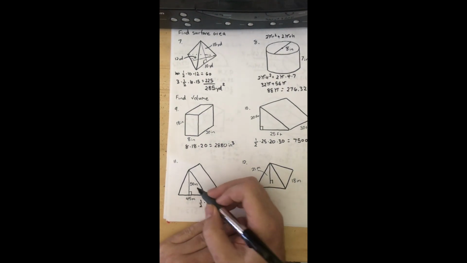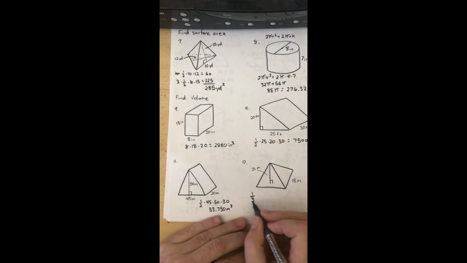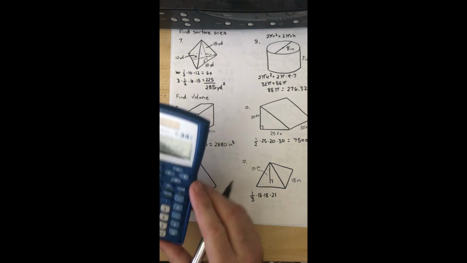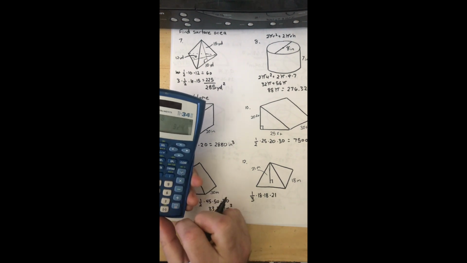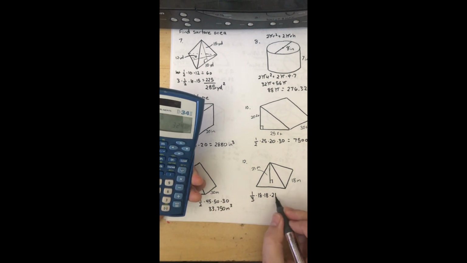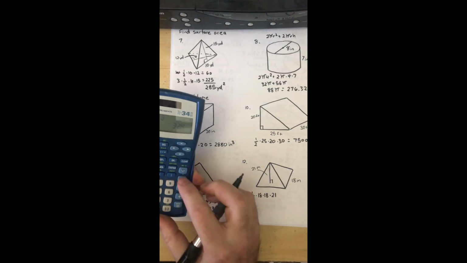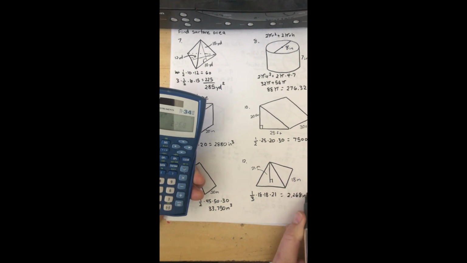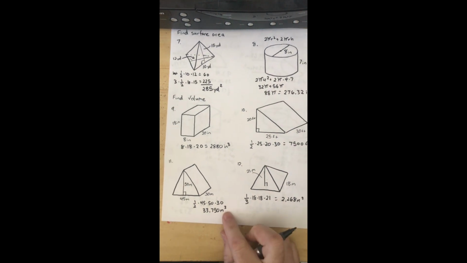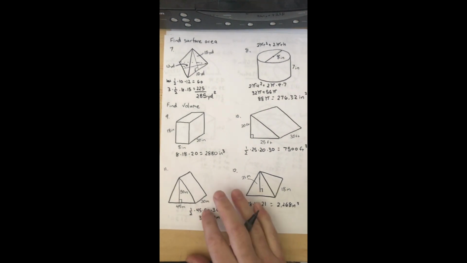All right, pyramid. Remember, it's a half for a triangular prism. A pyramid is a third of a prism. It's got a base of 18 by 18, so that's times 18 times 18, and a height of 21. 18 squared. Oh, it's like 324, I think. 18 times 18 is 324, and that's going to be times 7, because I'm dividing the 21 by 3. And I get 2,268 meters cubed.